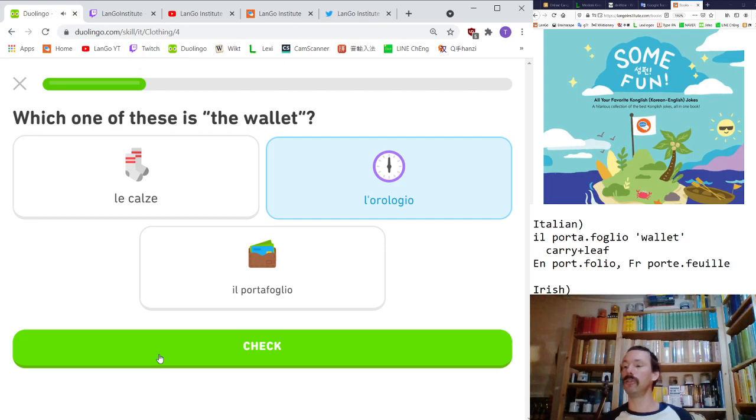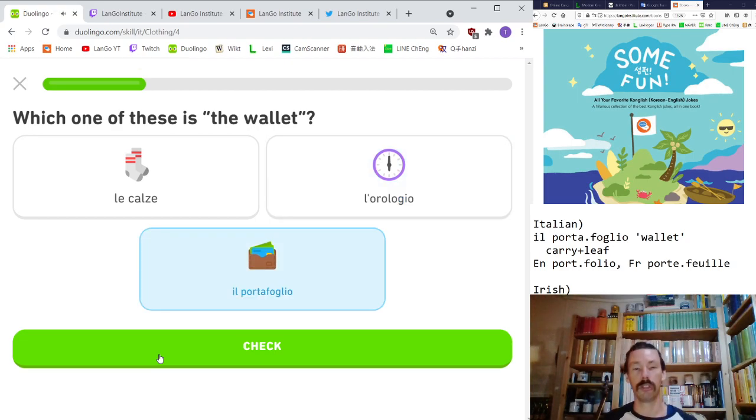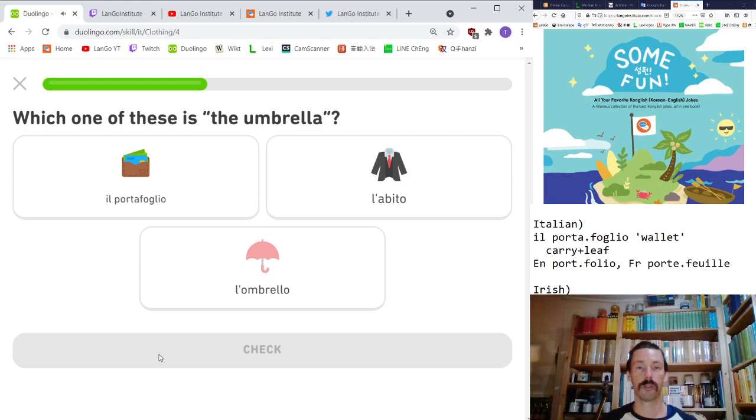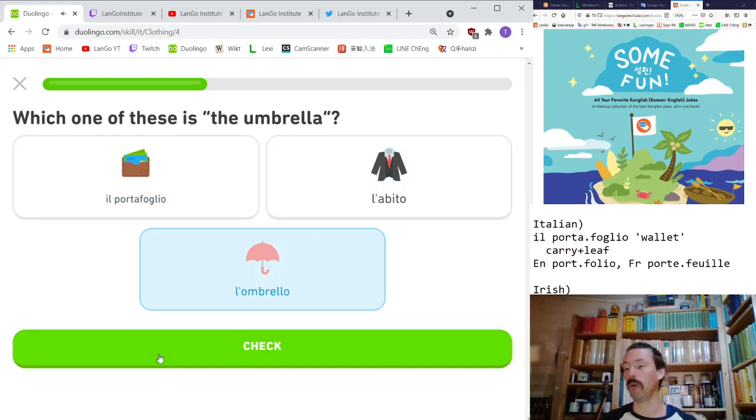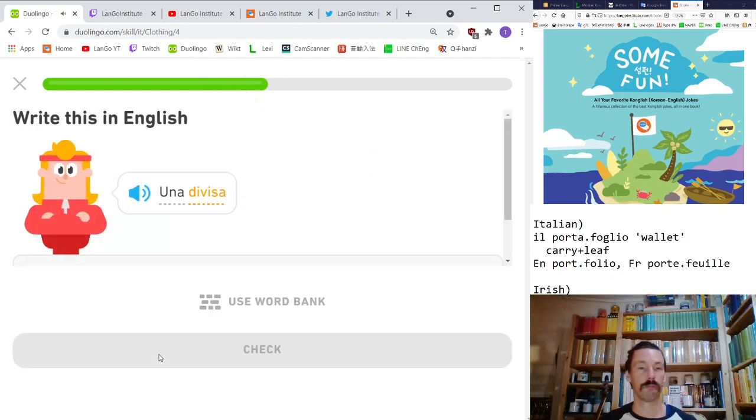L'orologio. Orologio, this is related to the reloj in Spanish. Il portafoglio. Portafoglio, and the G is not, yeah, it's only the one G. It's not a sounded G, it's to tell us it's the slender L. Portafoglio. Umbrella. Il portafoglio. L'abito. L'ombrello. Umbrella. Una divisa.